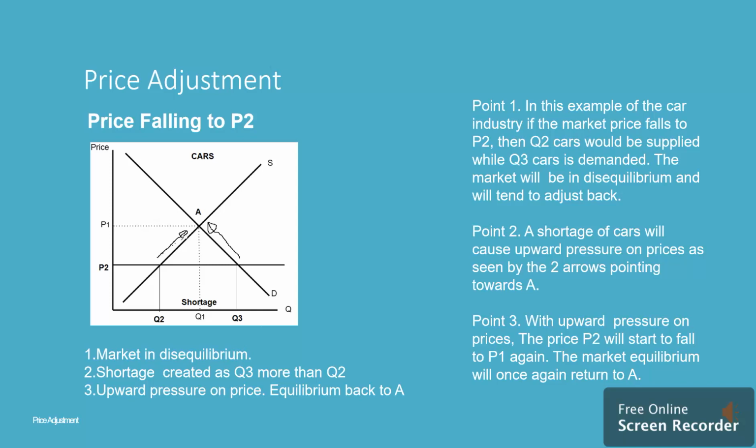A shortage of cars will cause upward pressure on prices at P2, as seen by the two arrows pointing towards A. With upward pressure on prices, the price P2 will start to rise back to P1. The market equilibrium will once again return to A.